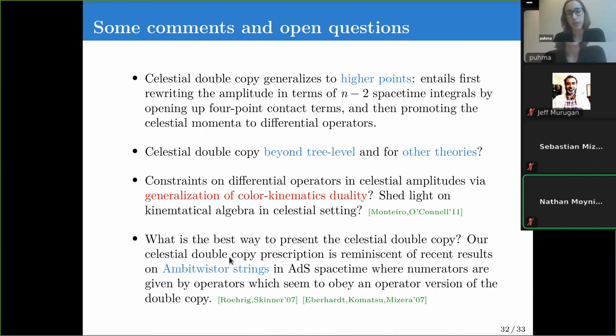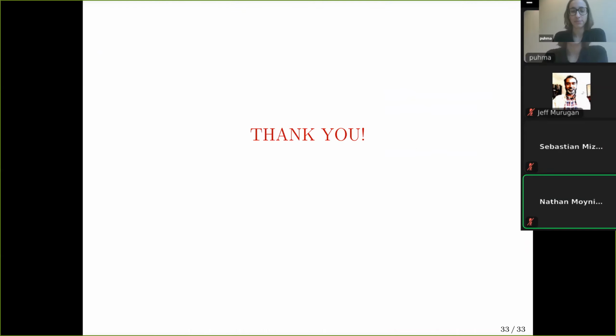There's another setting where ambitwistor strings have been used to discuss celestial amplitudes, and that's in the context of conformal soft theorems, where it seems a convenient way to find all the factorization properties of celestial amplitudes by working with ambitwistor strings. So it would be interesting to study this direction further and understand what's the best way to write down celestial amplitudes and display some of the fundamental properties. Okay, thank you very much.